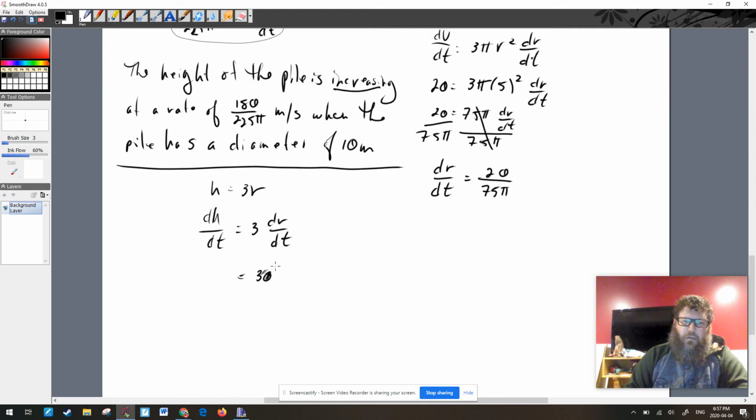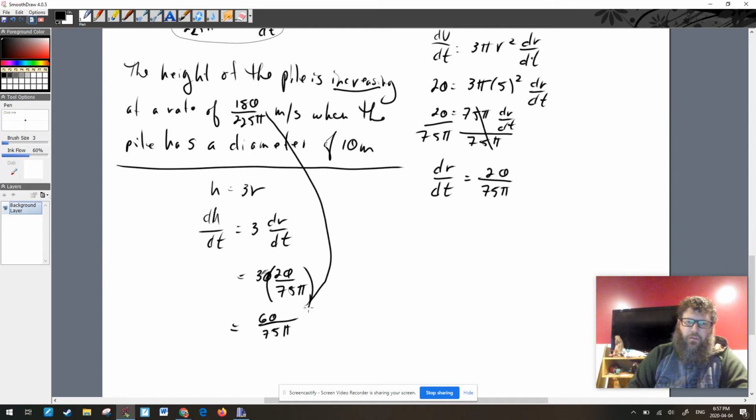3 times 20 over 75 pi, which is going to be, goodness, that reduces nicely, doesn't it? But anyways, 60 over 75 pi. So 60/75ths, well, look at that. We can actually see that those are equivalent ratios, as they should be, because we did the same problem, but we came at it a different way.